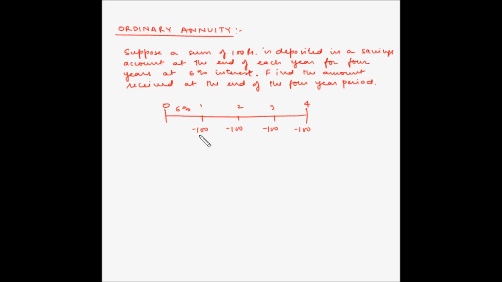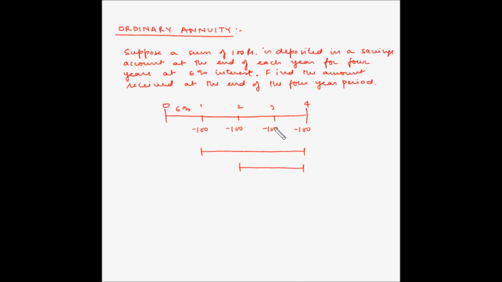So the amount of 100 rupees deposited at the end of first year will grow for the next 3 years. So this time frame here, then this time frame here, and then this time frame here. So this amount will grow for the next 3 years. The 100 rupees deposited at the end of second year will grow for the next 2 years.